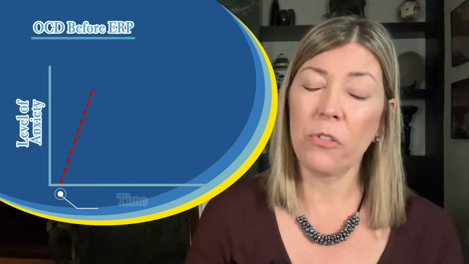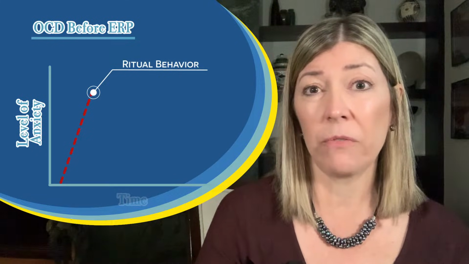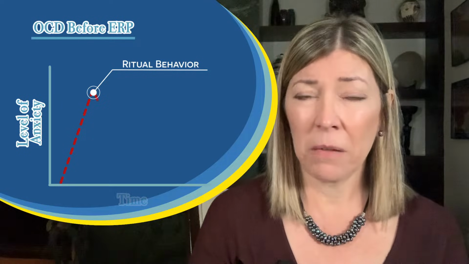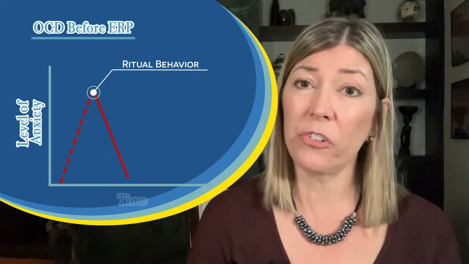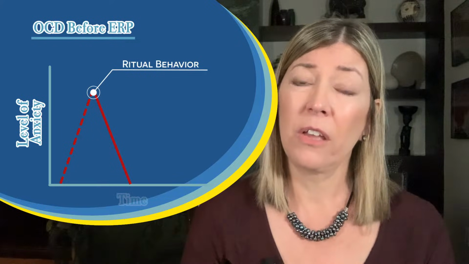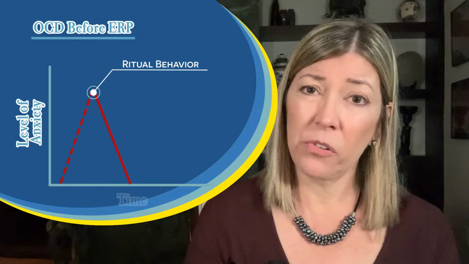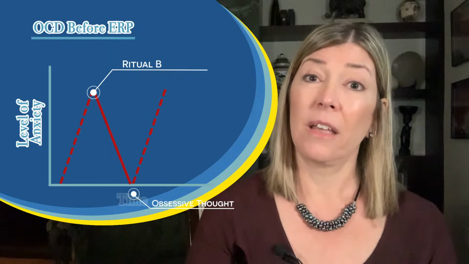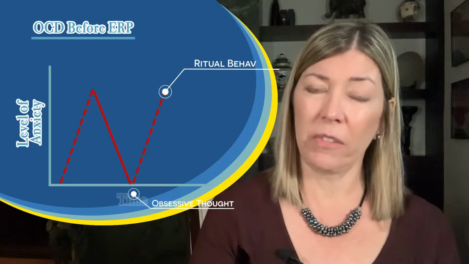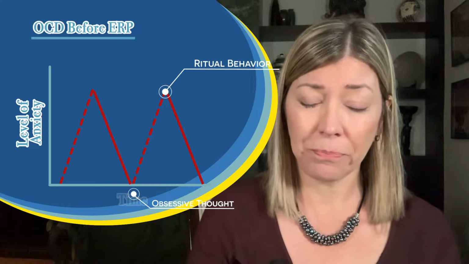And at the top here, they began to do a ritualistic or compulsive behavior. And after that behavior, their anxiety dropped. Now, what they just did was they reinforced their original obsessive thought. And so what happens is the next time they have this thought, their anxiety goes sky high again. They compulse, they reinforce it, the anxiety drops, and now they're in their OCD pattern.